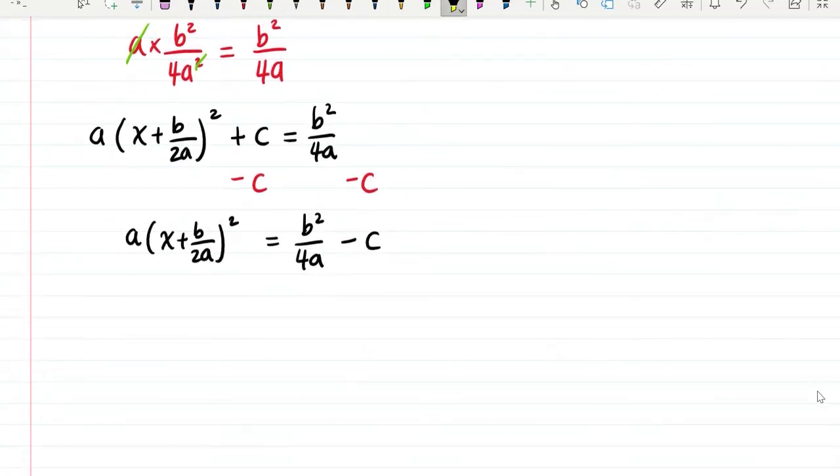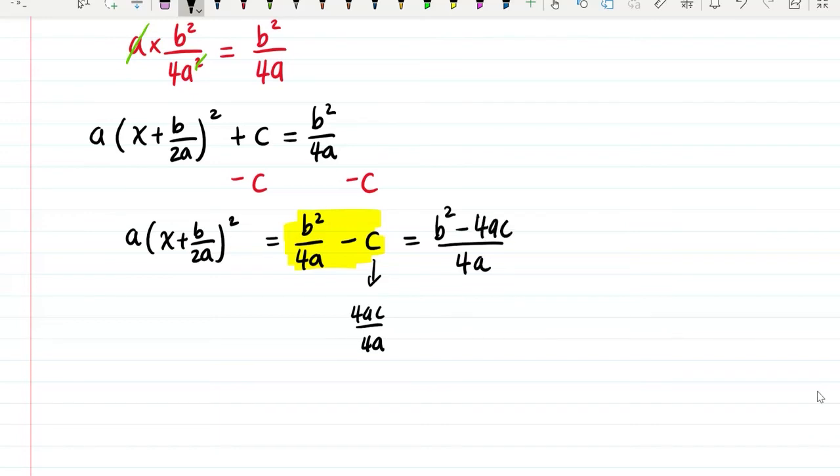Let's simplify the right side of the equation in one fraction. So that can be written as over 4a. So it will be b squared minus, this can be written as 4ac over 4a, using the common denominator. It will be 4ac.